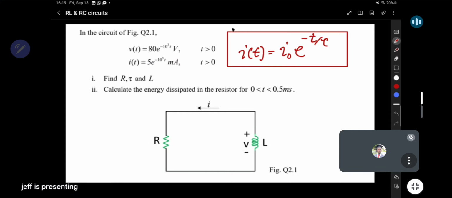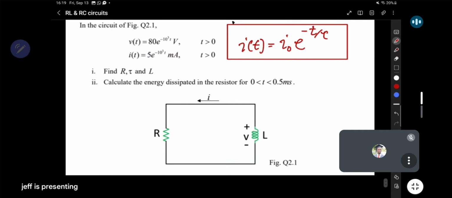So with that in mind, look at what that implies. Firstly, we have this. Find the total resistance R, or find the value of A, which is the total resistance R, so which is going to be the value here. And then find the time constant tau. And then finally, find the inductance L.